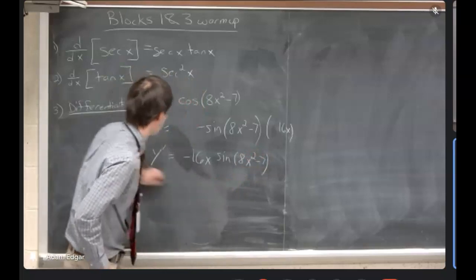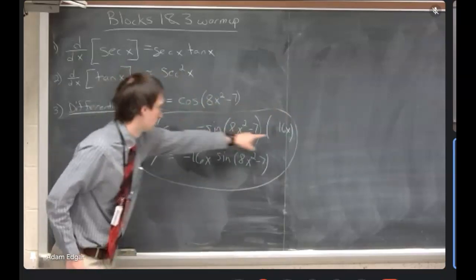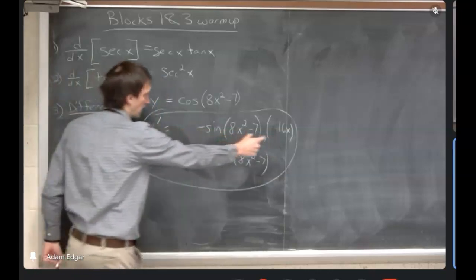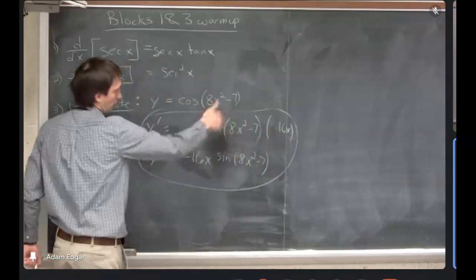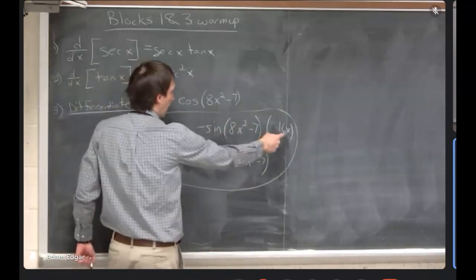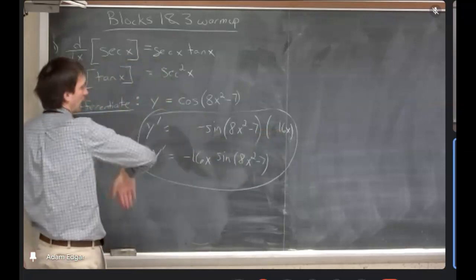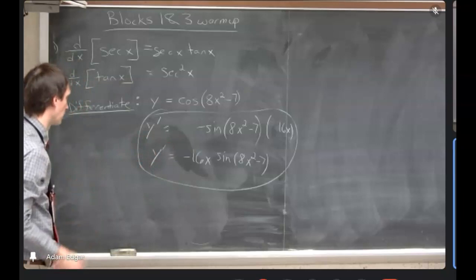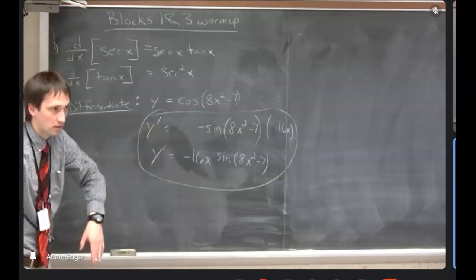So if you just leave it like this, that's cool. And if you're going to move the 16x, make sure all of it stays outside the trig function, not inside the sine function. And don't put it in front of the negative, because then you might accidentally turn this into subtraction when it should be multiplication. Any questions with that?